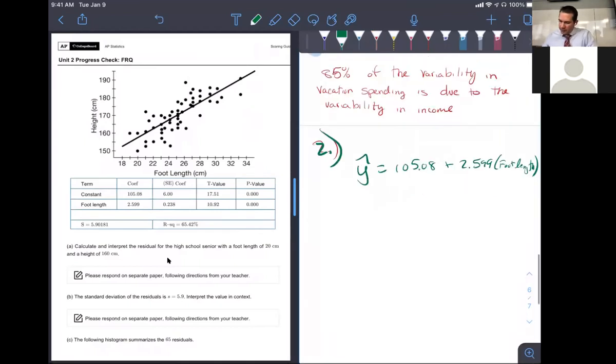So that's our equation. It says calculate and interpret the residual for a high school senior with a foot length of 20 centimeters. So our model would predict it'd be 105.08 plus 2.599 times 20, which turns out to be 157.06. Just going to speed up because we have 12 minutes left.